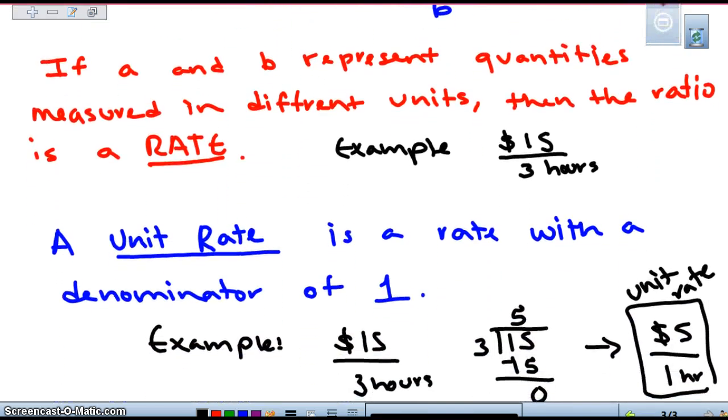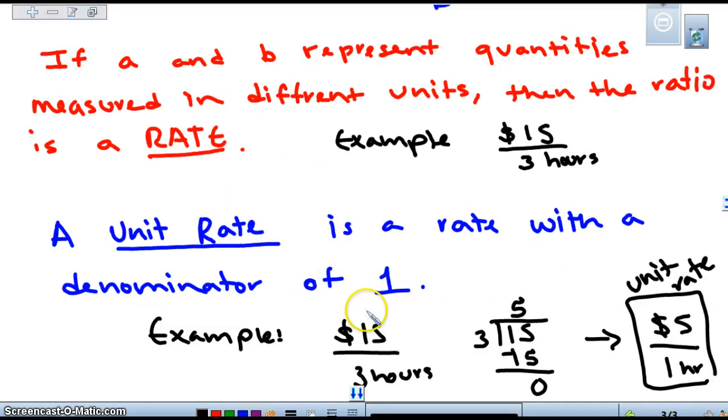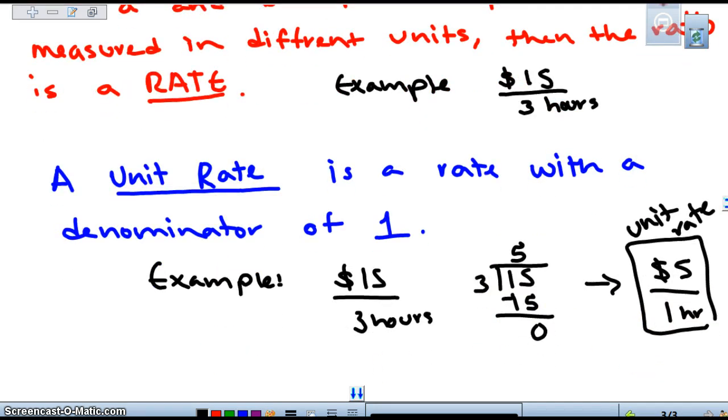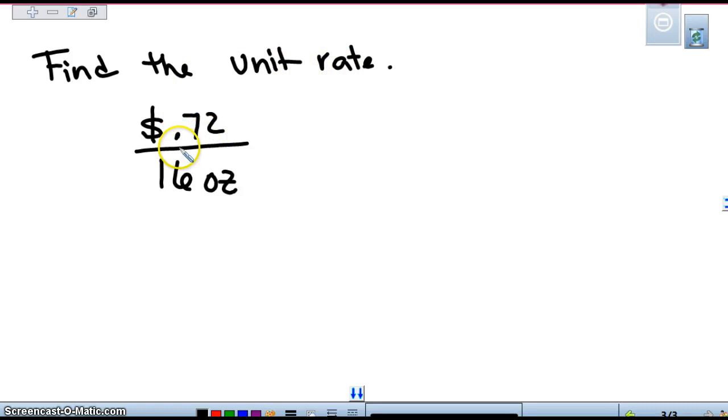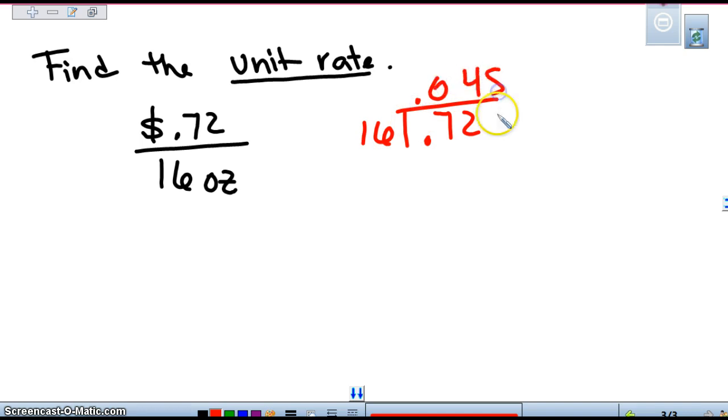The rate can be a unit rate when there is a denominator of 1. So if we're talking about the $15 in 3 hours, that would mean how much money in 1 hour. 15 divided by 3 would be $5 in 1 hour. If we have to find the unit rate of something that costs 72 cents for 16 ounces, how do we find the unit rate? 0.72 divided by 16. And what do we get? 0.045. That means it's 4.5 cents per ounce.